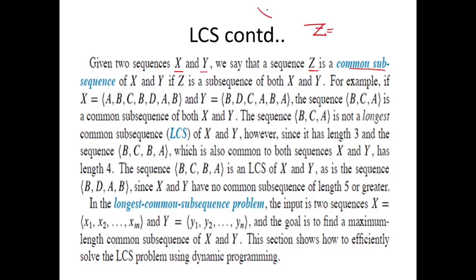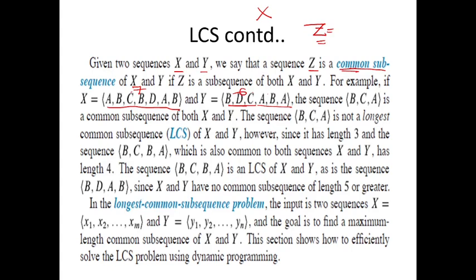We have given X as A, B, C, B, D, A, B, and Y is B, D, C, A, B, A. So this length is 1, 2, 3, 4, 5, 6, 7, and this length is 1, 2, 3, 4, 5, 6. Length is 7 here, length is 6 here. And Z, you are assuming that it is the longest common subsequence. It is a common subsequence. So, what can we do?